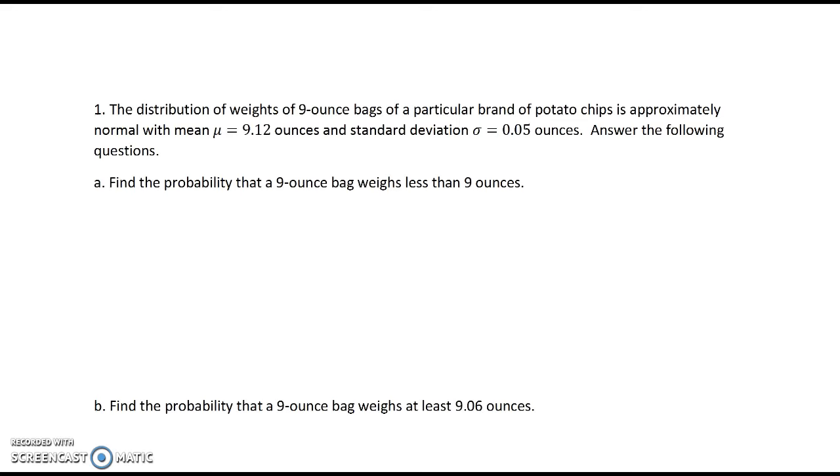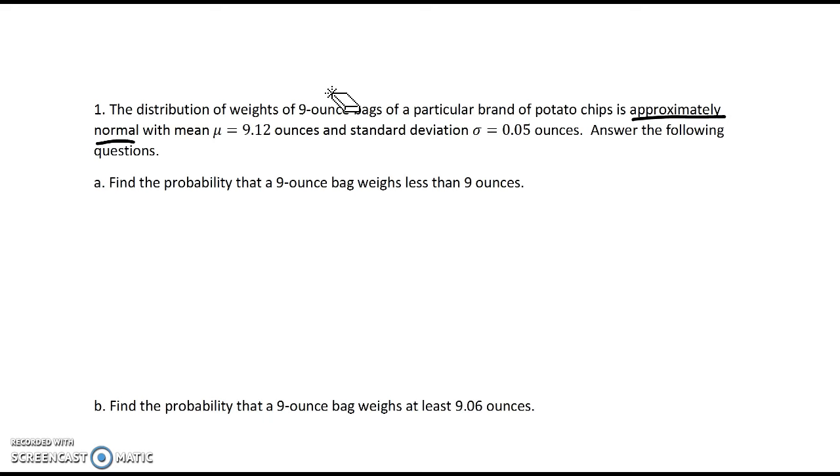The distribution of weights of 9-ounce bags of a particular brand of potato chips is approximately normal. That's very important. It must be approximately normal, otherwise we can't do this. With mean of 9.12 ounces and a standard deviation of 0.05 ounces. So I know you might be thinking, first off, they're 9-ounce bags, Mr. Cruze. How is the mean 9.12? Well, they're not exactly 9 ounces, okay? That's just what we round them to, but in reality, they do vary between them. So that's why the mean is 9.12 and not exactly 9. That's not relevant for the problem, okay?